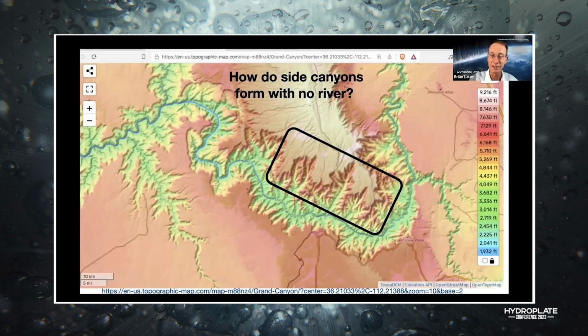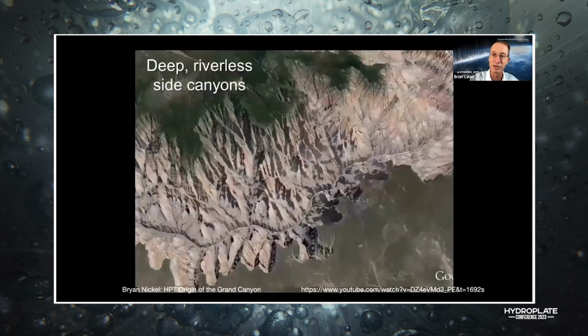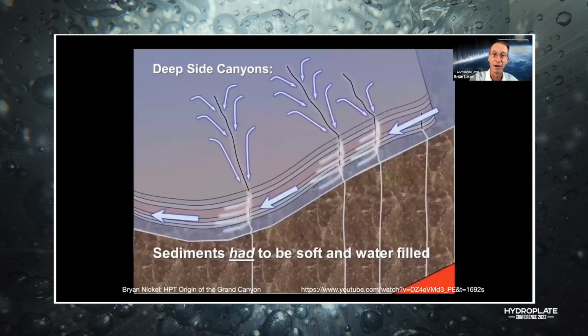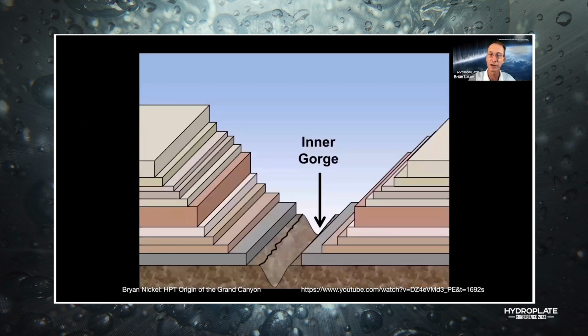Okay, all that, it's cutting below the water table. So all the water table is coming out of the cliff, bringing sediment with it. So that's how you get those riverless side canyons. It was eroded by water, but it wasn't by a river. It was the water table draining out of the ground. And some of those are pretty long, which brings us to the inner gorge.